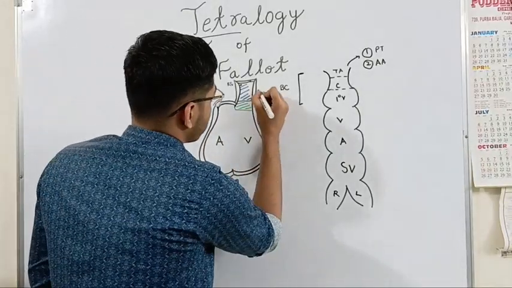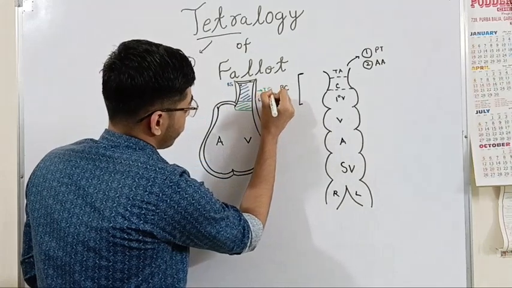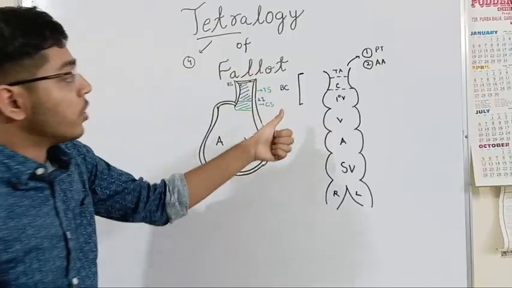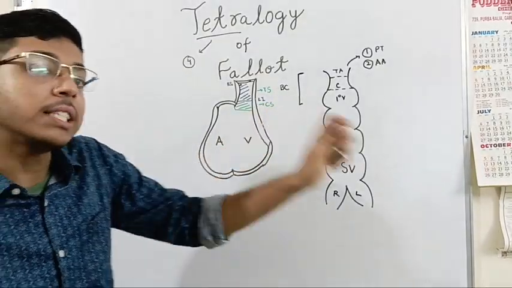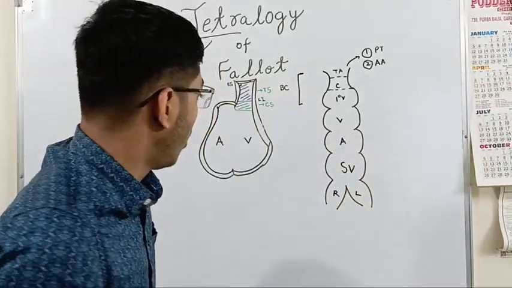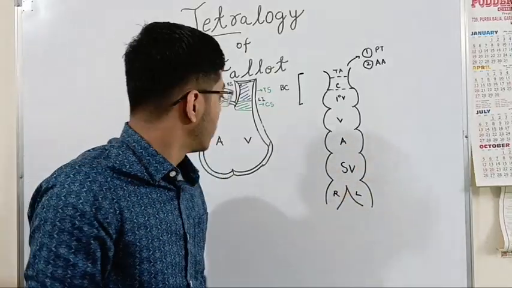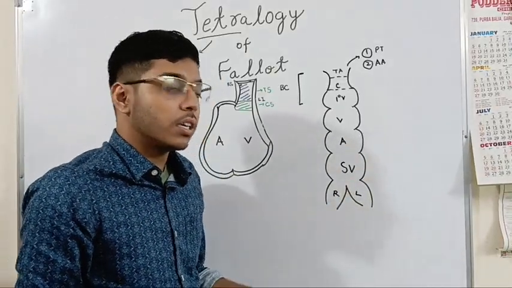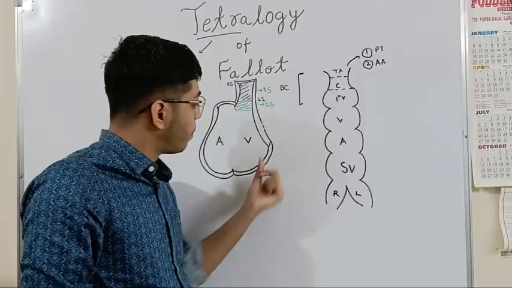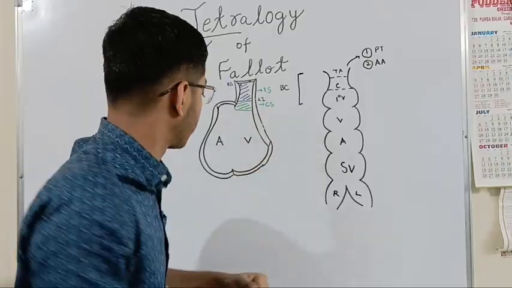So, the first one was the truncal septum, the second one is the conal septum. So, now there is development of the third septum, the interventricular septum, which has three parts. The first part is from the smooth muscle of the bulboventricular cavity.